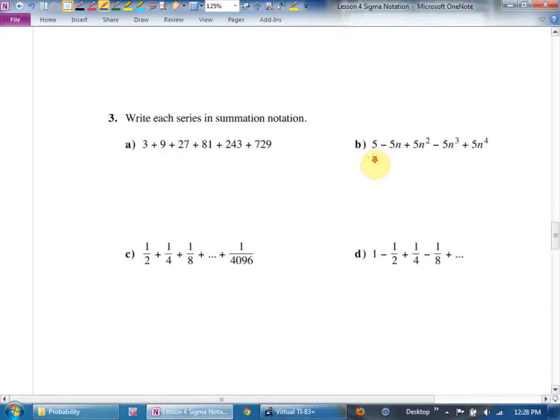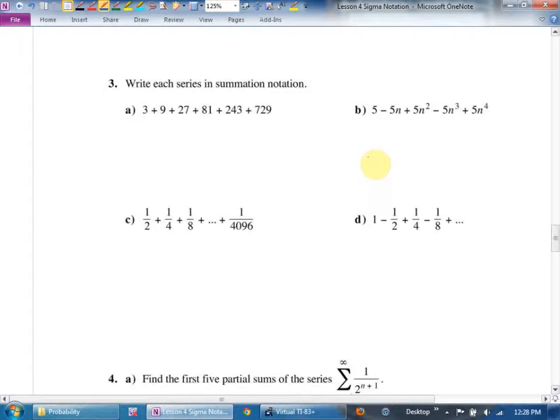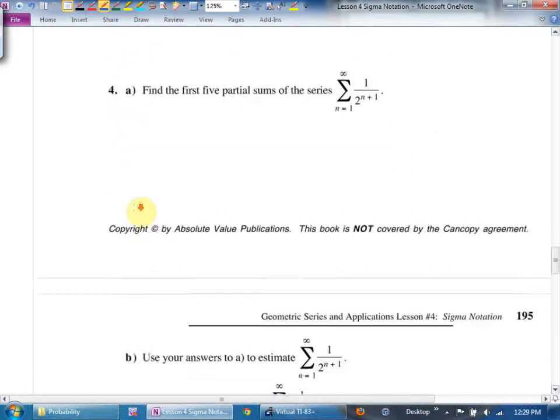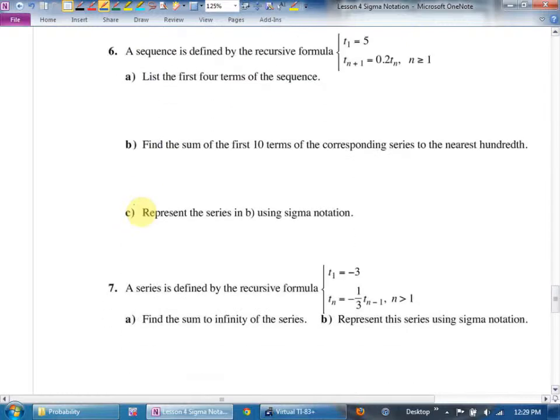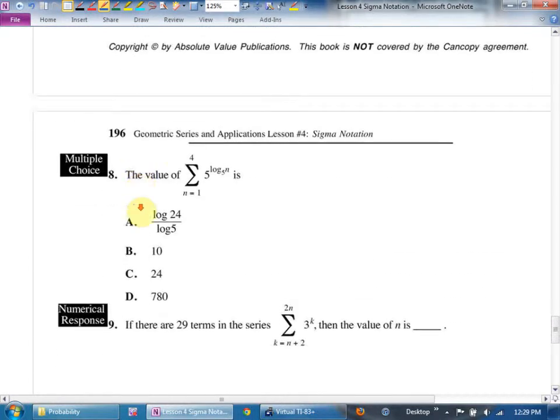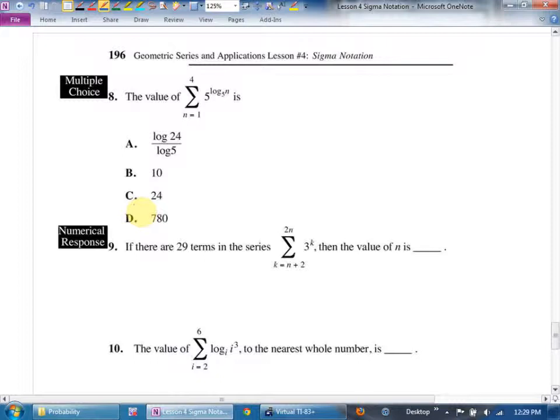Number 3 says write each series in summation notation, which rhymes conveniently. I'll go A and C. Gonna skip 4. Skip 5. Skip 7. Nine is nice. 8 is nice. 10 is nice. By the way, 8 and 10, it's a little bit of review of logarithms.